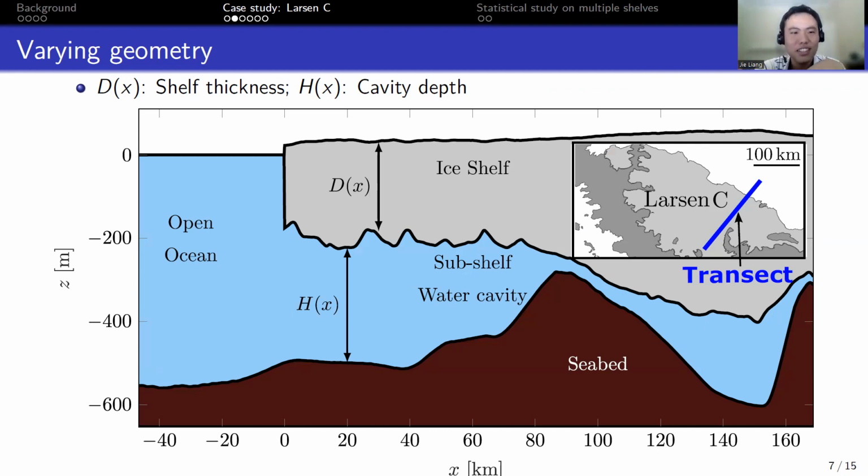You can see we're using H as our cavity depth, and D as the shelf thickness. Because this is a realistic geometry, it varies along the location, so we use D(x) and H(x). Our investigation is trying to analyze how this varying geometry affects the shelf's flexure strain.